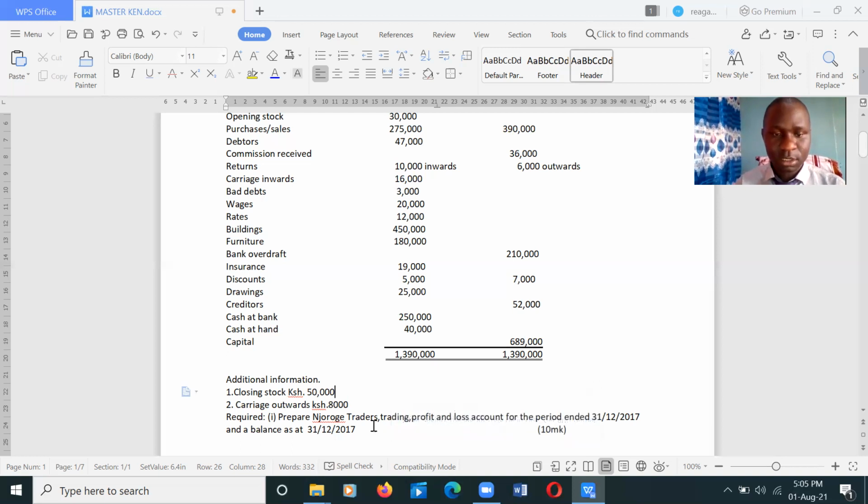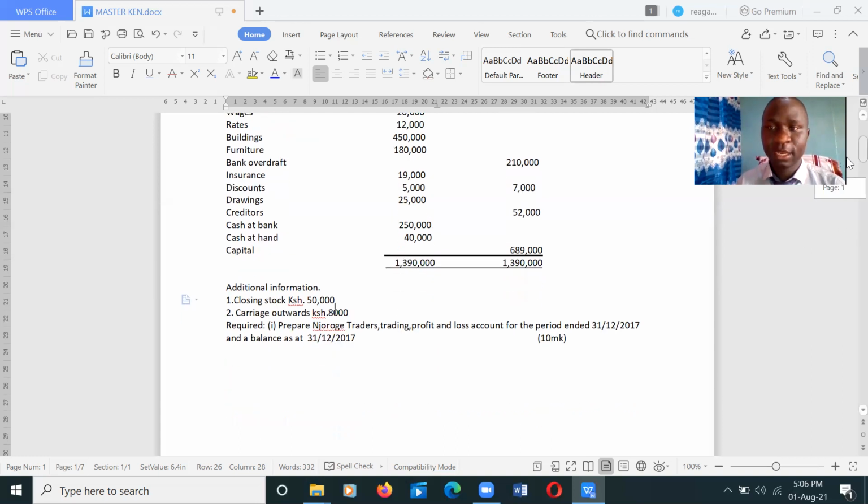Now we go to the question. The requirement is to prepare Njoroge traders trading profit and loss account for the period ended 31st December 2017 and a balance sheet as at that date. When you're asked such a question, it means that this particular trading profit and loss account will determine how your balance sheet will look. So now let us move to working.